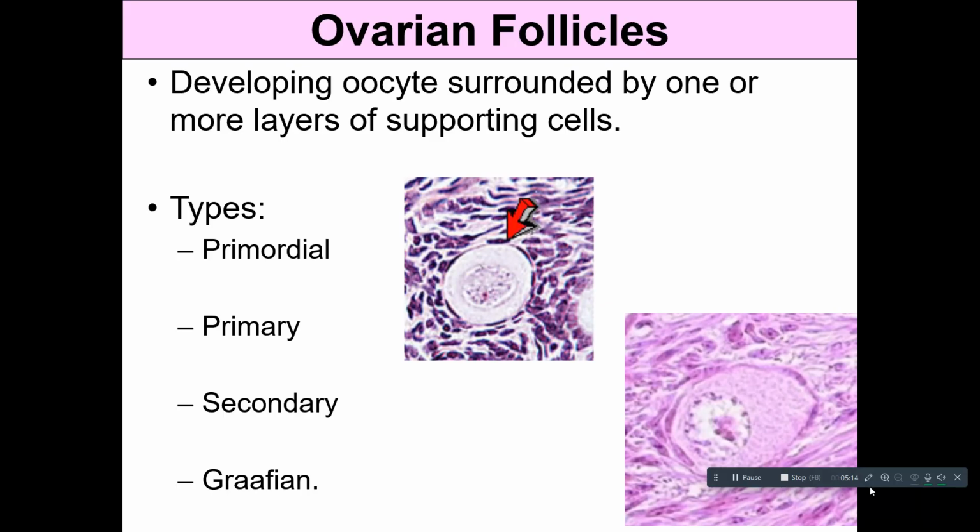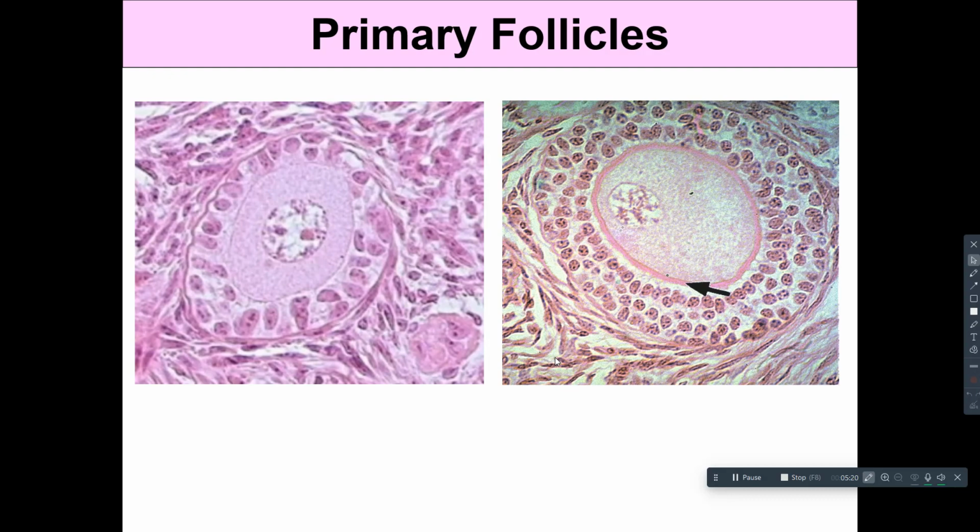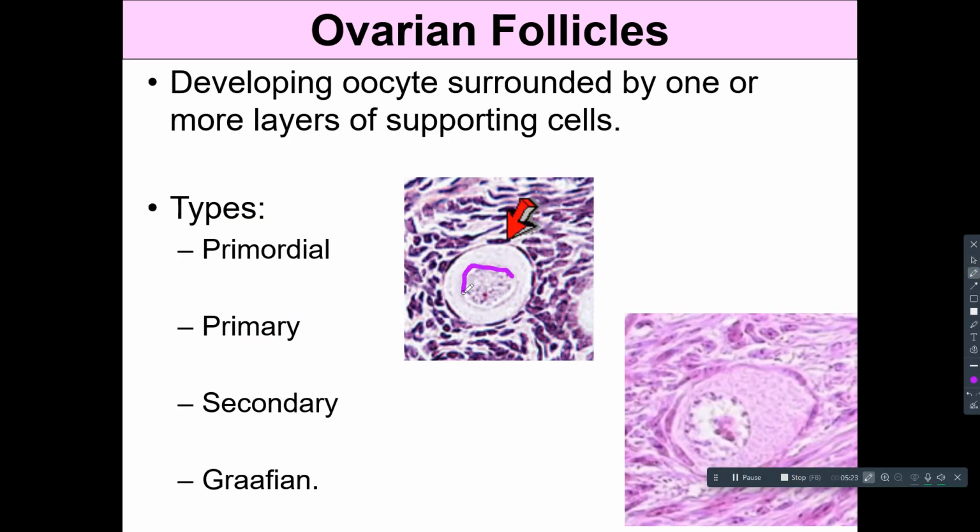So these are primordial follicles. We have a primary oocyte. Here is the nucleus of the primary oocyte right here. Then this is the cytoplasm of the primary oocyte. And then around it, notice we have this single layer of simple squamous supporting cells. And when I see that, I know it is a primordial follicle. I got another primordial follicle over here. Here's the nucleus of the oocyte. Here's the cytoplasm of the oocyte. And then I'm seeing a simple squamous supporting cell right there.